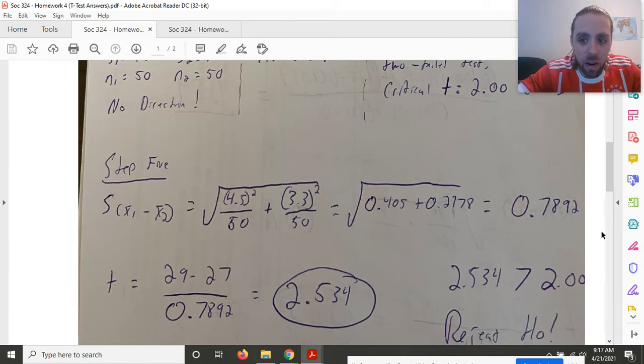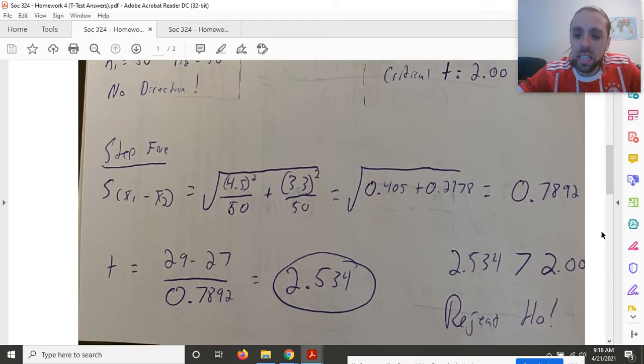So t now is x bar 1 minus x bar 2 over S of x bar 1 minus x bar 2. So that becomes 29, that's x bar 1, minus 27, that's x bar 2, over 0.7892, which produces a t value of 2.534. If you came up a little different, just a touch different on your rounding, I don't see that as a big deal. Is 2.534 greater than positive 2.00?